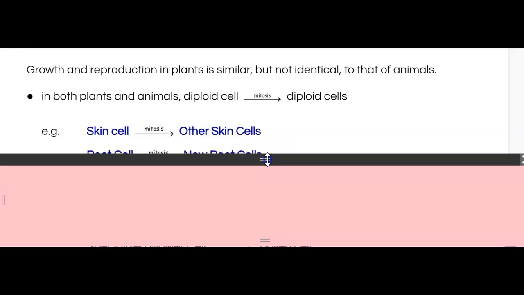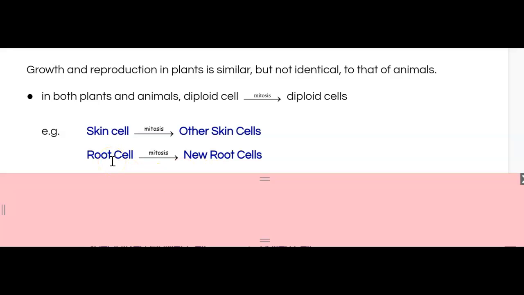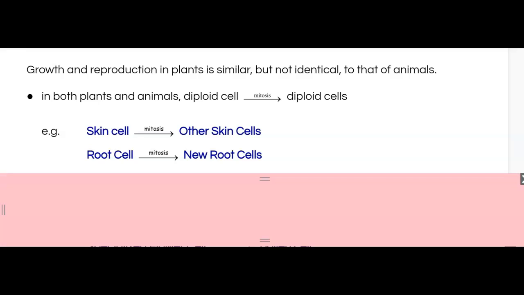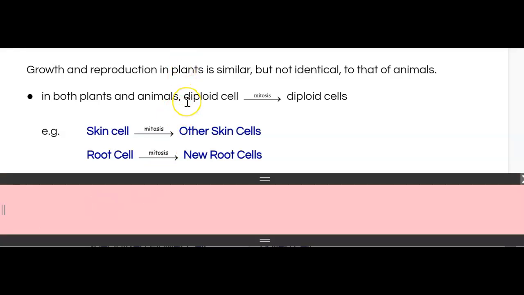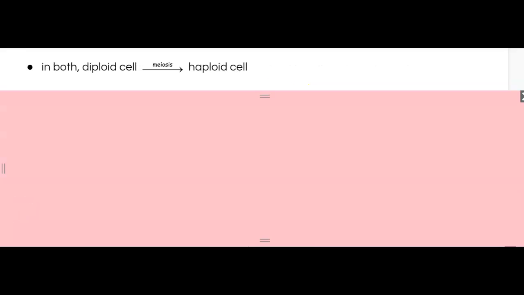That happens in animals, and likewise in plants, you might have a cell in a root of a plant, and that root wants to grow, so it's going to divide and produce new root cells. Both the original root cell and the new root cell are going to be diploid in number, and the process by which that happens is mitosis. So plant and animal cells are the same in that respect: mitosis will take a diploid cell in both plants and animals and produce another diploid cell.